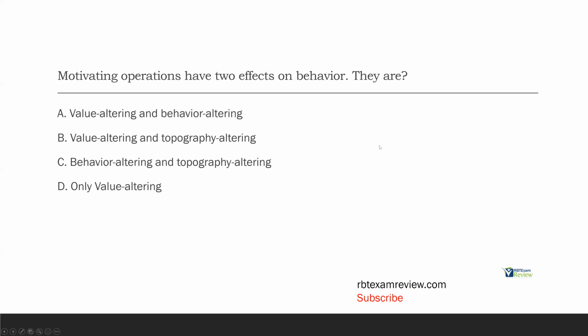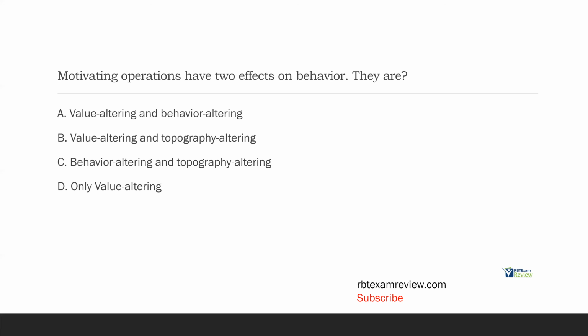Motivating operations have 2 effects on behavior. They are what? Very precise and technical question, essentially a definition question. But remember, we're learning. This is practice. This is why we practice. So motivating operation does what? Motivating operation essentially makes you want something or not want something. Okay, it makes you want the consequence, not want the consequence.